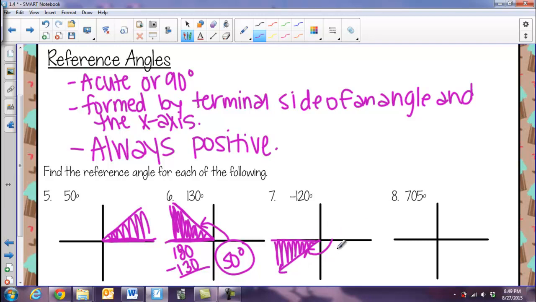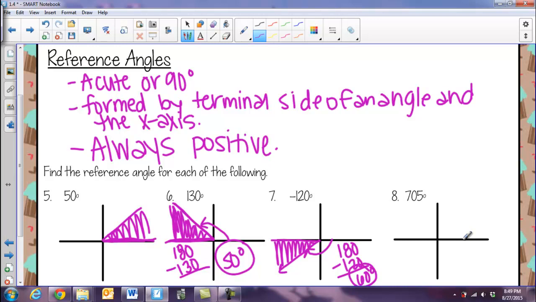So even though I went negative 120 to get down there, I'm just thinking about if I took a protractor and measured this angle right here, how big of an angle would it be? So I'm just not going to worry about the fact that it was a negative 120, and just find out how far this terminal side is from the x-axis. So that's going to get me 60 degrees. So this reference angle is 60 degrees.